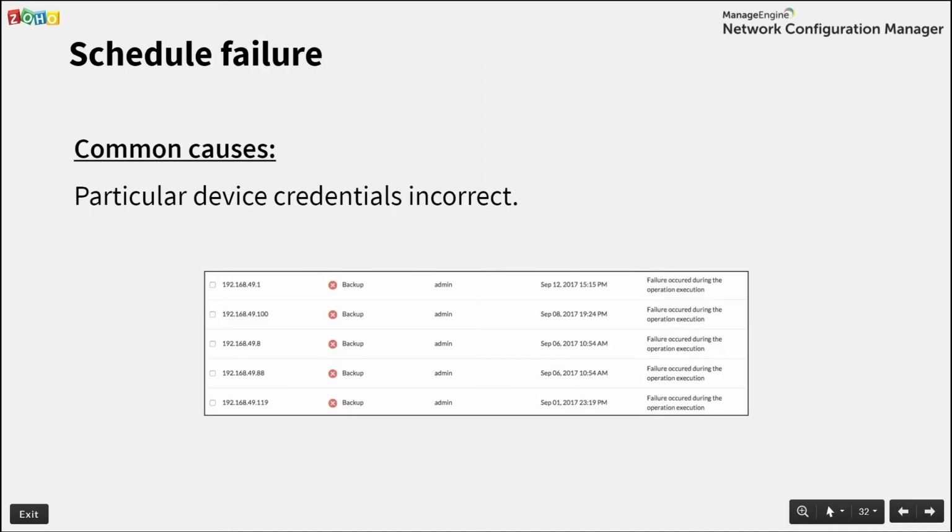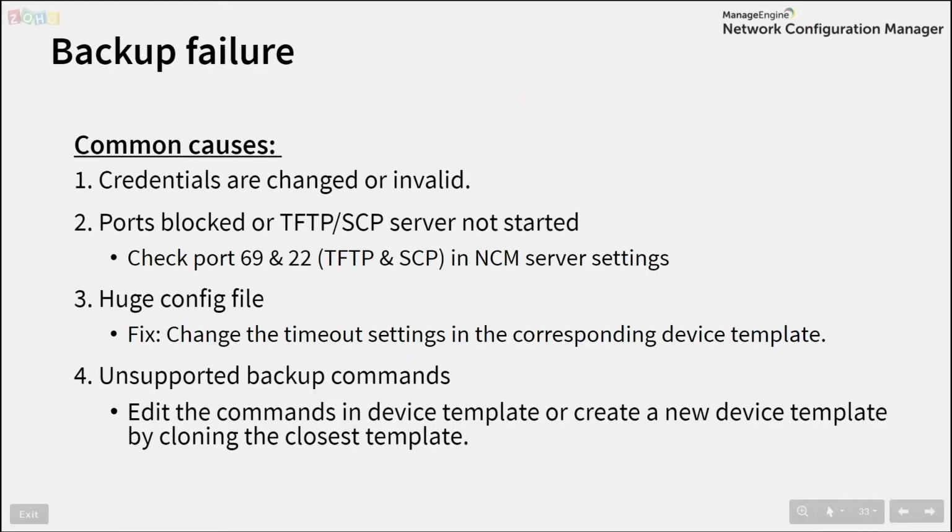A schedule can fail if the credentials are incorrect, so make sure that the credentials are properly configured. There are other reasons why a schedule may fail. It can be because the credentials are changed or invalid, or you can also check if the ports are blocked. Also make sure that the server settings are proper, and if it's a huge configuration file, then the timeout value may be a reason. For example, it can be too small a value for a large file to get transferred.